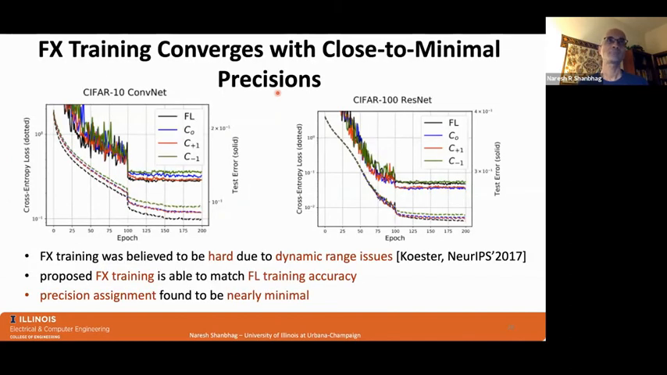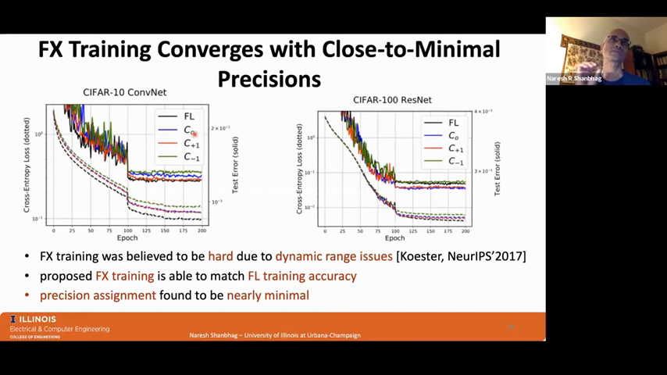So here is one example of the results of this work. If you look at the left-hand side graph, there's a loss on the left y-axis and the test error rate on the right y-axis. And you'll see the convergence curves: the floating point convergence curve is in black. And there are three possible curves, one in blue, red, and green.